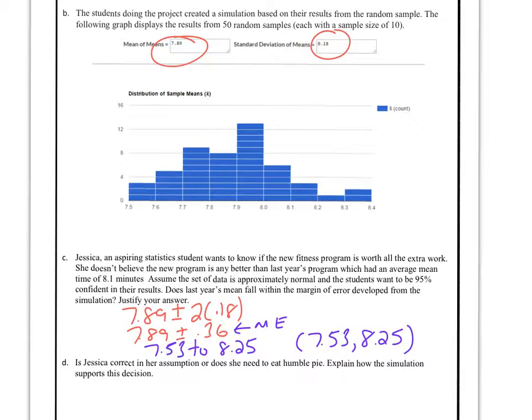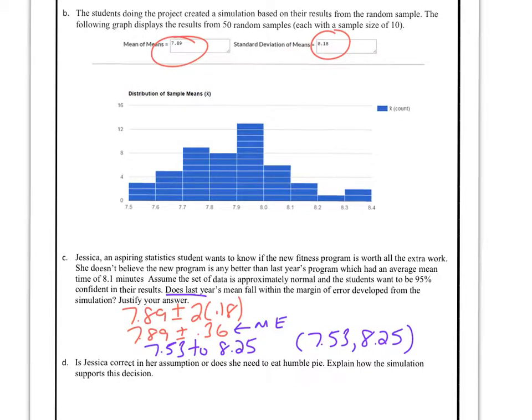So we're saying from 7.53 all the way up to 8.25 is our 95% confidence interval. And the next question, the part of the question that we care about, is: does last year's mean fall within the margin of error? Well, the margin of error says to take 0.36 and add it and subtract it to 7.89.